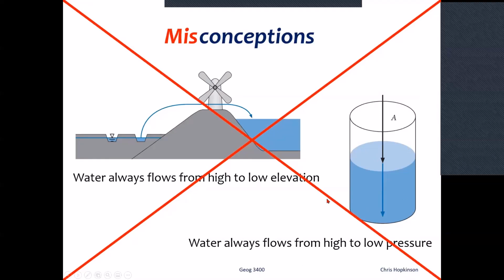And then similarly, if we imagine a bucket, any old bucket, and you put a small hole in the bottom of it, the water pressure at the top of the bucket is lower than the water pressure at the bottom of the bucket, yet the water is still going to flow down, right? Because you're draining it. So these examples just illustrate that sometimes we have to think a little bit more deeply than these very simple conceptualizations of water flowing downhill or water flowing from high to low pressure.